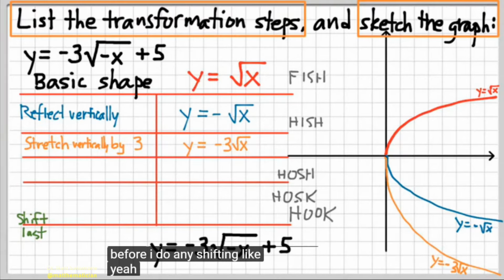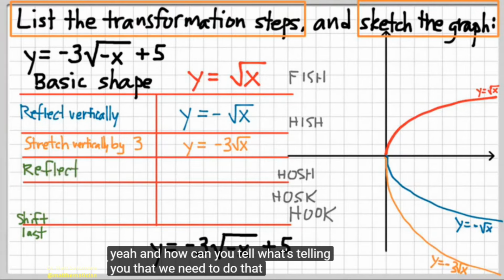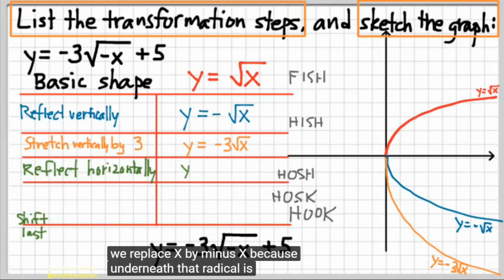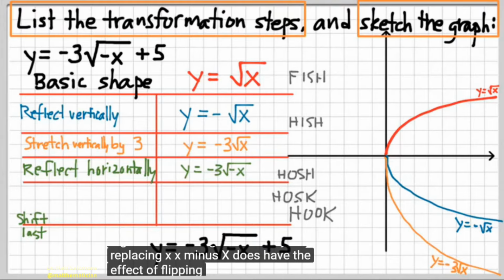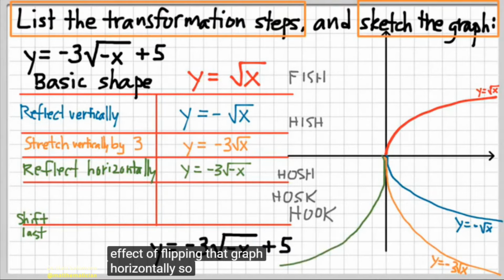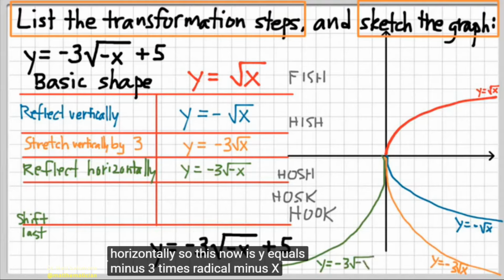Mike? Yeah, and how can you tell? What's telling you that we need to do that? Yep. So we replace x by minus x, because underneath that radical is a negative sign, or a minus sign, I should say. So replacing x by minus x does have the effect of flipping that graph horizontally. So this now is y equals minus 3 times radical minus x.